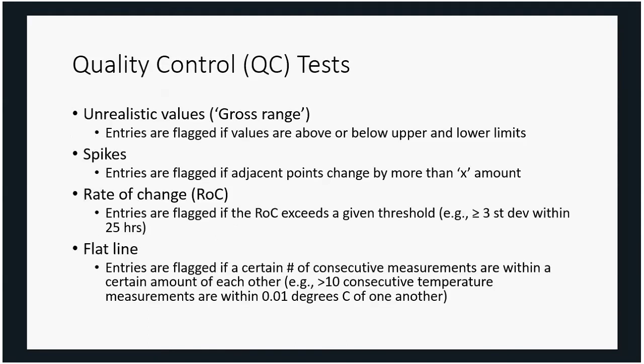The quality control tests that are run are four basic ones. A gross range check looks for unrealistic values, so entries are flagged if values are above or below certain thresholds. A spike test looks for adjacent values that change by more than X amount. Rate of change looks for values that change more than X standard deviations over a certain time period, typically 25 hours. A flatline test looks for consecutive values within a certain threshold, say more than 10 values for temperature that are within 0.01 degrees C.